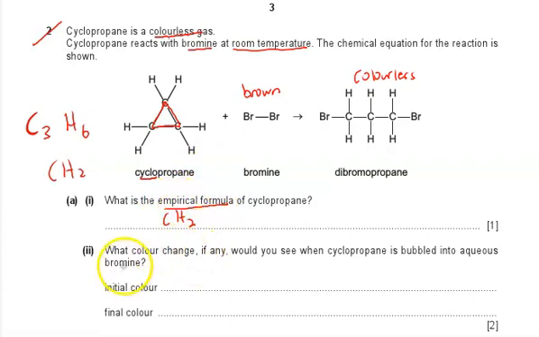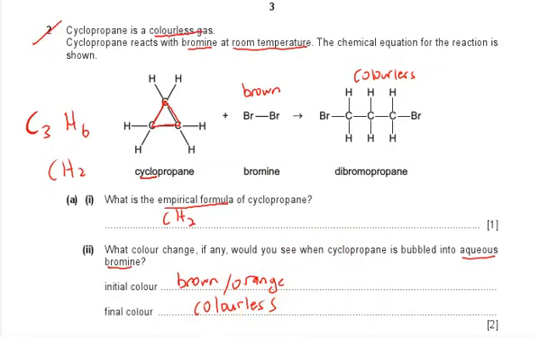Okay, so here, what color change, if any, would you see if cyclopropane is bubbled with aqueous bromine? Okay, so there are a few colors here. We can say brownish color, or we can also say it's an orange color. Okay, and then it will change to colorless. It's a colorless solution here. Okay, now let us move on with the next one.